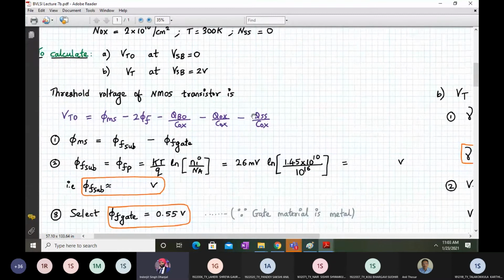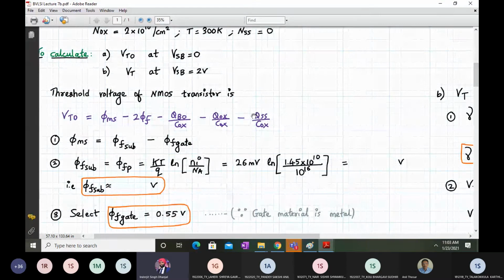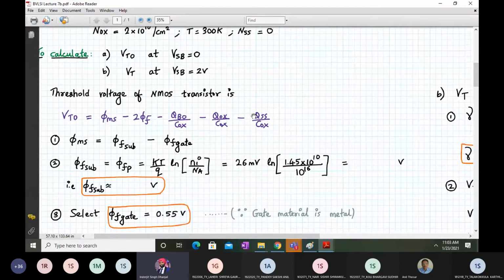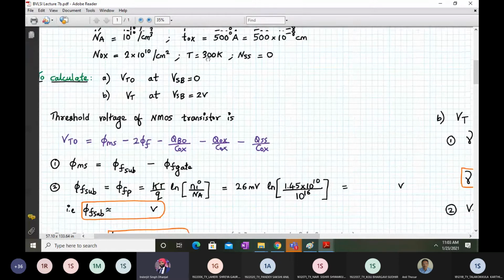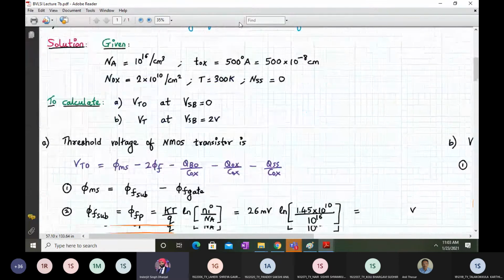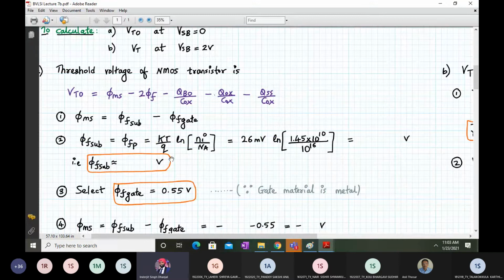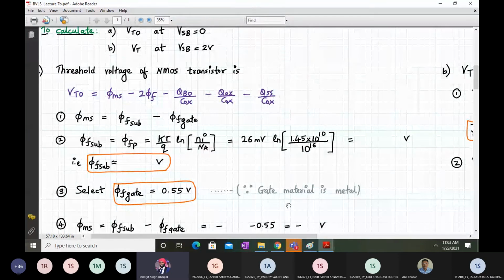Now, the very first step, what will be phi ms? Solve it step by step. So point number 1 I've added over here. Phi ms is given by phi f substrate minus phi f gate. So first of all, I have to find phi f substrate and phi f gate, correct? And we know that it's a metal gate. It's given over here. So hence we can directly substitute the value of phi f gate as 0.55 volt. Whenever the gate material is given as metal, we can directly substitute this value as 0.55. Whereas phi f substrate you have to calculate.